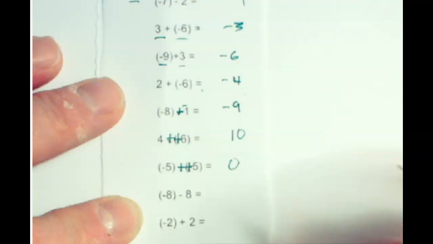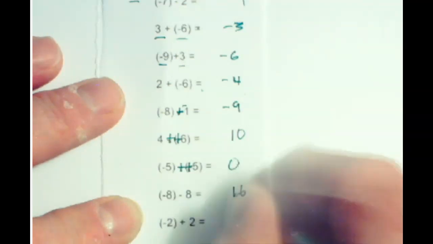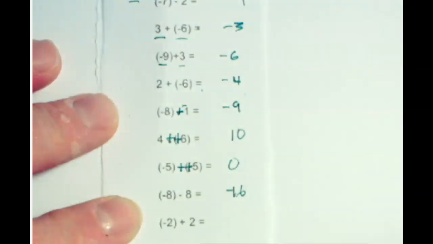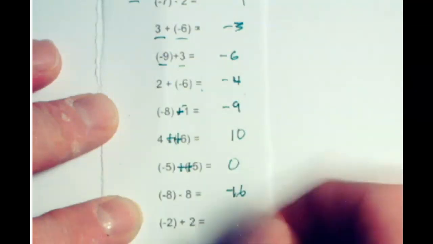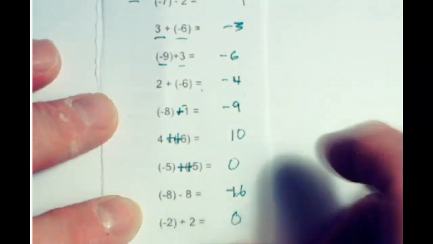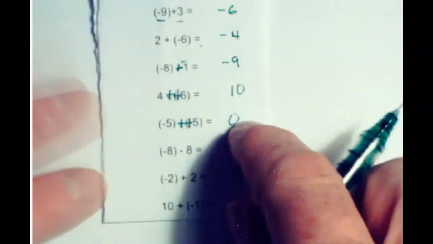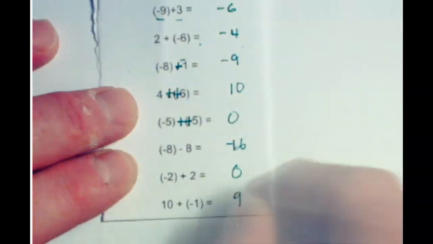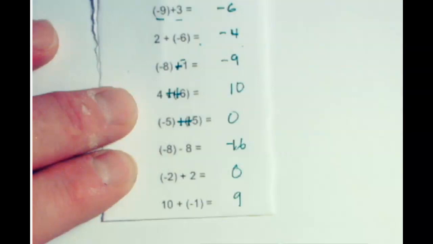These are the same signs. It is 16, and it is negative. Next one. These are different signs. The difference is 0. All right, got one more on this half of the page. Find the difference. Positive or negative? Positive. Yeah, it's positive.